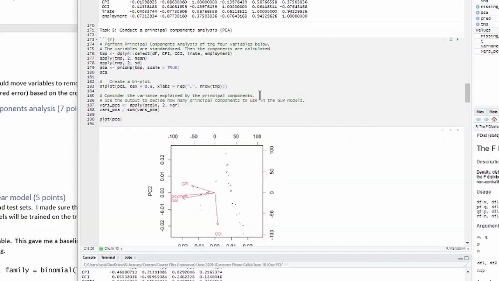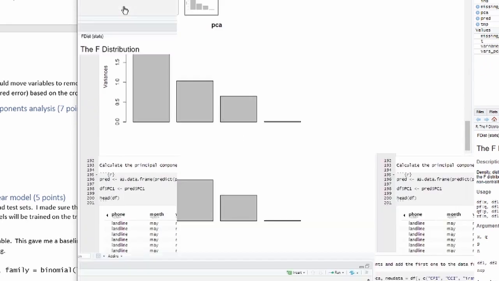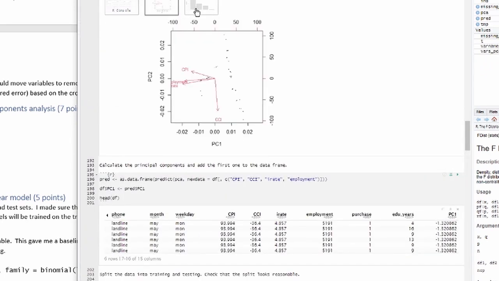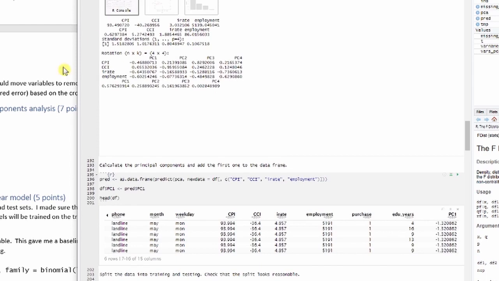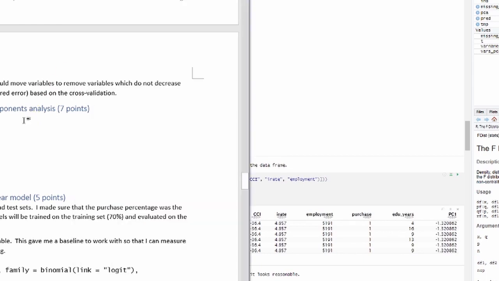On task 5, I see that they say principal component analysis of the 4 variables below. The variables are standardized. Then the components are calculated. So I just go ahead and run this code chunk, and I see some of the output here. So first of all, let's just explain what PCA is. And this answer will basically be the same for any type of PCA question that you have.